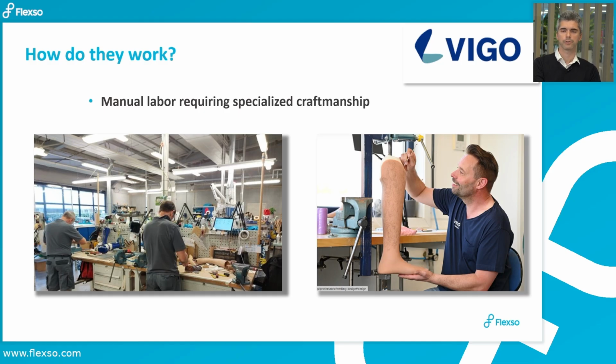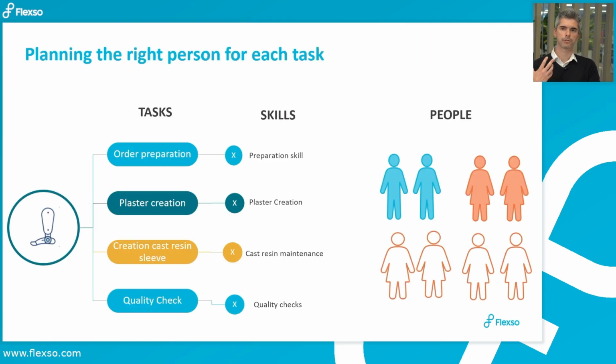It's the kind of production that requires a lot of manual work and operators with specialized craftsmanship. You can imagine that these orthesis prosthetics are made individually and require a lot of craftsmanship. So the challenge that Vigo had was to bring some elements together on the shop floor, and that was on the one hand the tasks, the production order operations, the required skills and competencies that were required to execute those operations, and then lastly the people. Who are the people, the operators with the specialized craftsmanship to carry out those specific tasks.